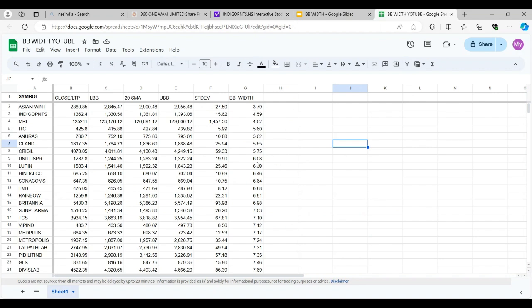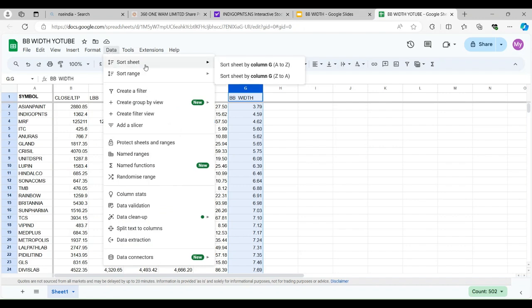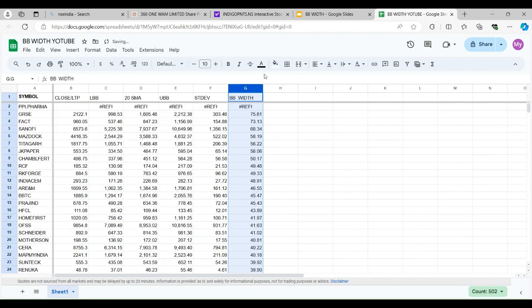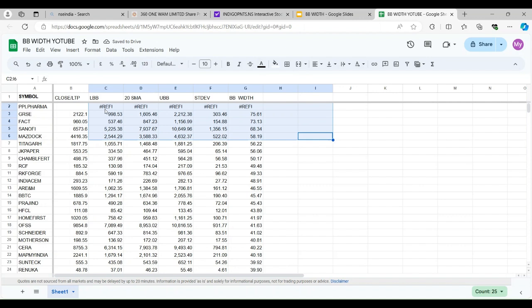Okay, this is about lower. Now let's go here, higher band. Here REF it is showing. If anybody is having a doubt why for PPL Pharma it is not showing, it is showing this one, it's not showing values.